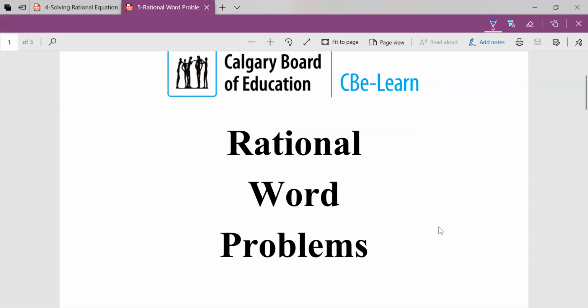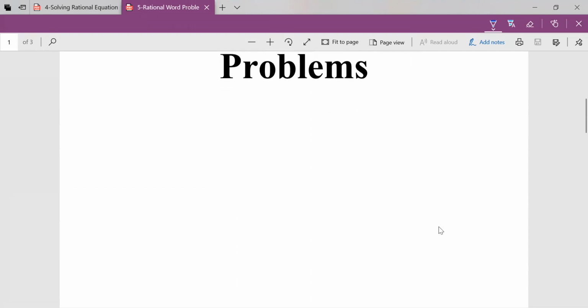Hola, amigos. Here we are in the last lesson of rational expressions and equations. This one's about the applications or word problems. The number one application of rational expressions and equations is about rates.